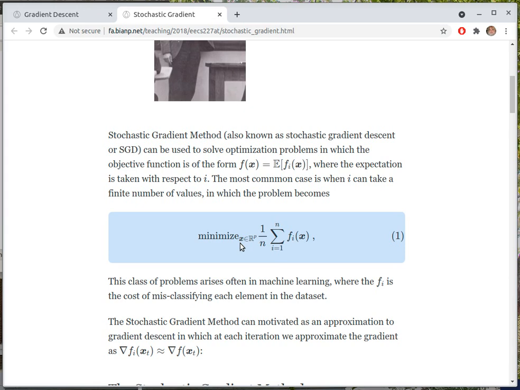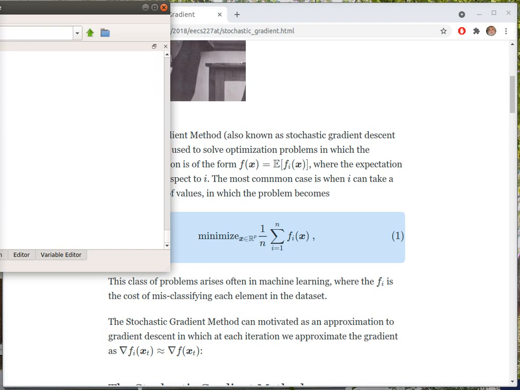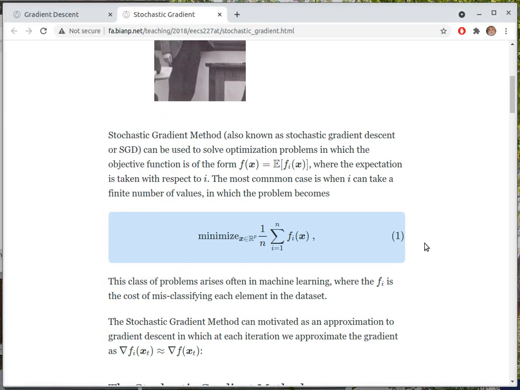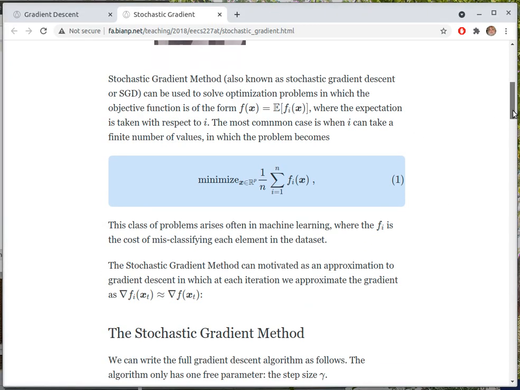But if you have 50 data points, then that's what's being summed here from i equals 1 to n. And so this f_i of x here would be an individual error value for a single data point. And so in that case, this f_i(x) is actually t_i minus (m x_i plus b), squared. Do you remember that? We'll take a look at it in MATLAB as well. Okay, so we'll see that.